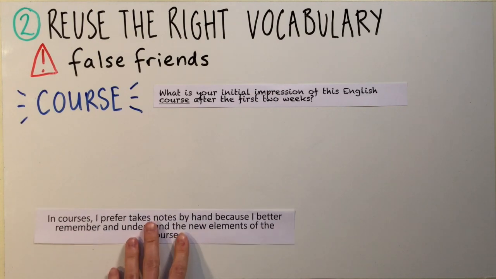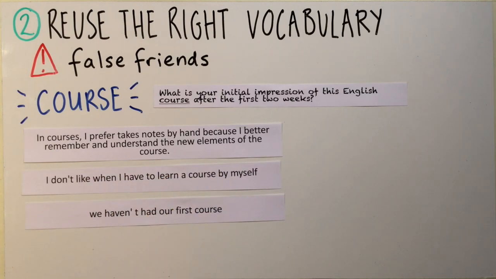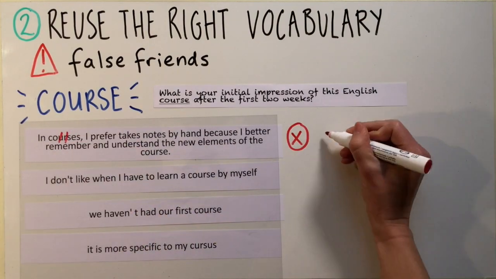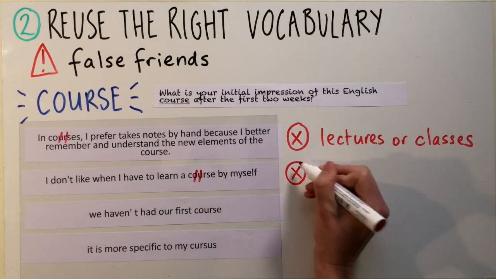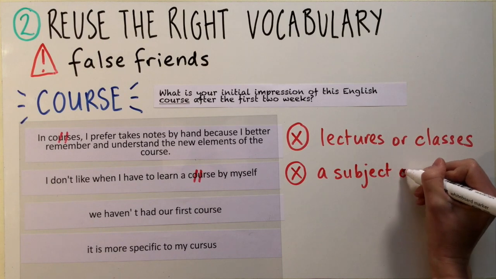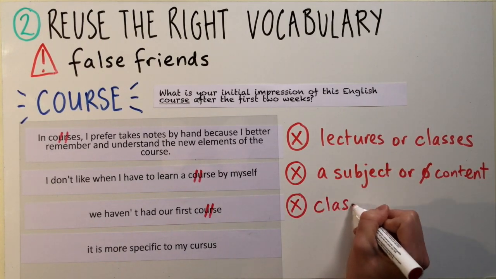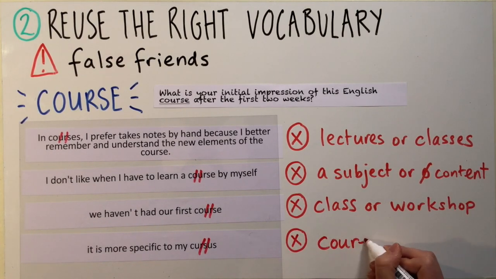Here is what some students wrote. None of these examples are correct. In the first example, the student should have written lectures or classes. In the second example, the student meant the subject or the content. In the third example, the student meant class or workshop. And finally, in this last example, where the student said cursus, a French word, that's where they meant course.